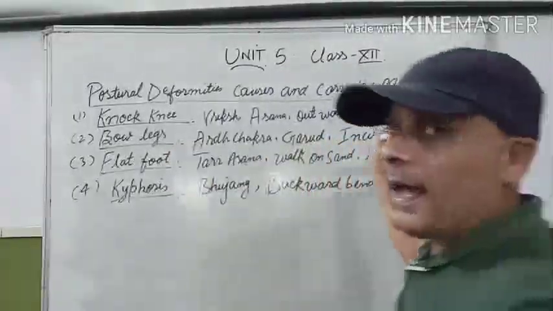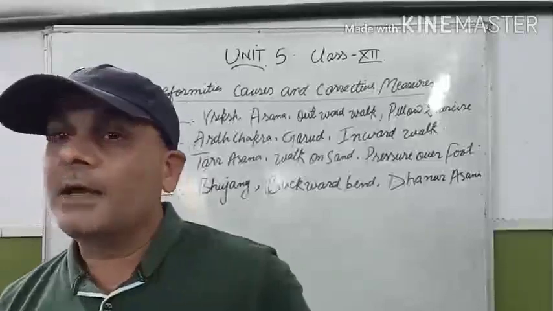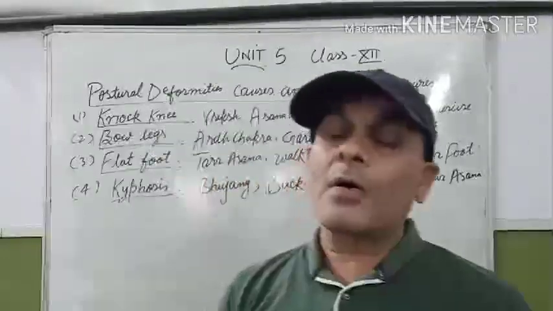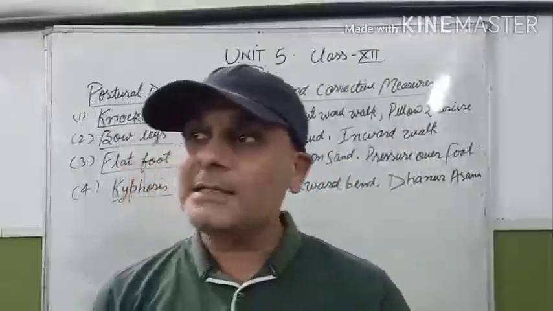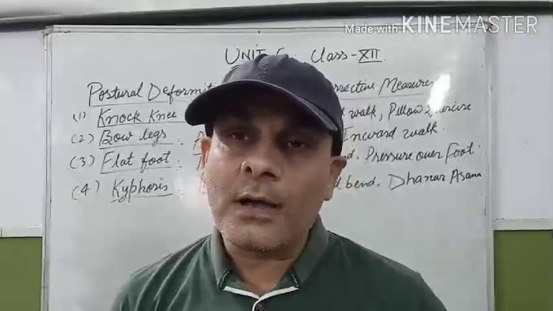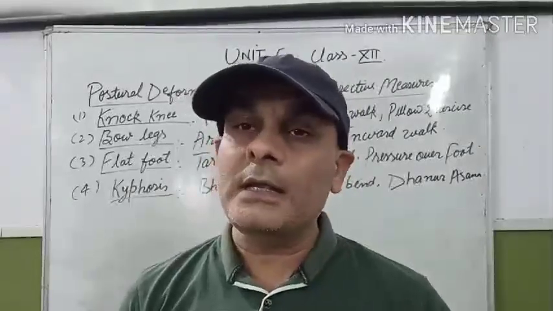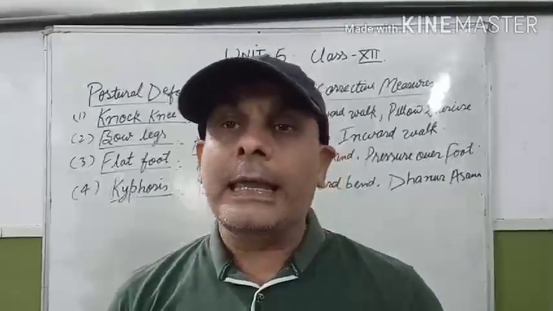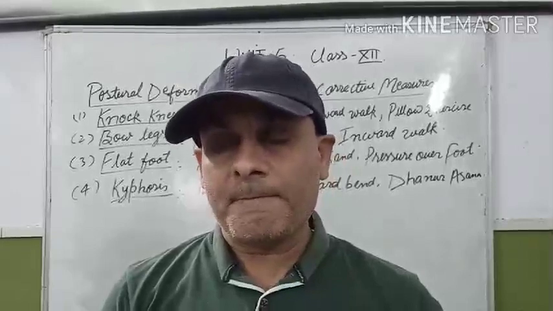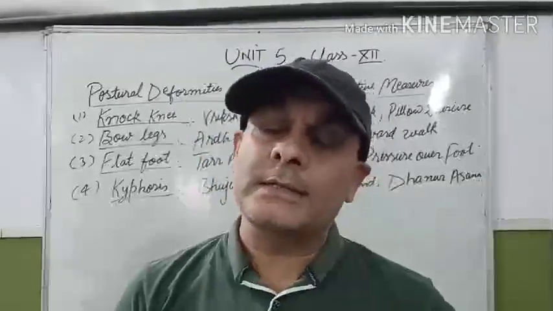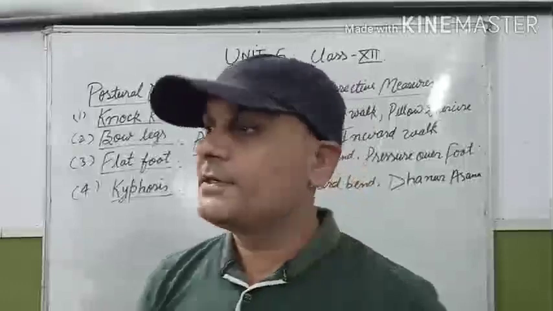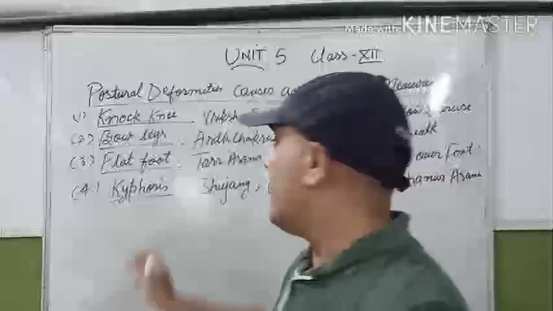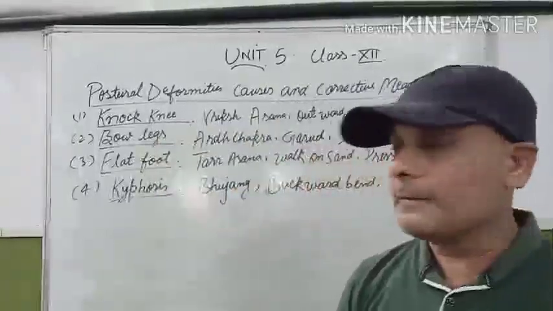Now come to the last corrective measure, that is the inward walk. In bow legs, you have to walk on the inner edges of your feet. In knock knee, you have to walk on the outer edges of your feet, but in bow legs, you have to walk on the inner edges of your feet. You have to walk at least 10 to 15 minutes, then definitely it will improve this deformity called bow leg. So that is all about the bow legs deformity, the second deformity.